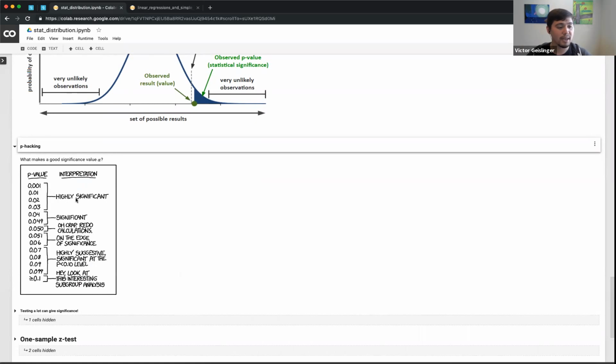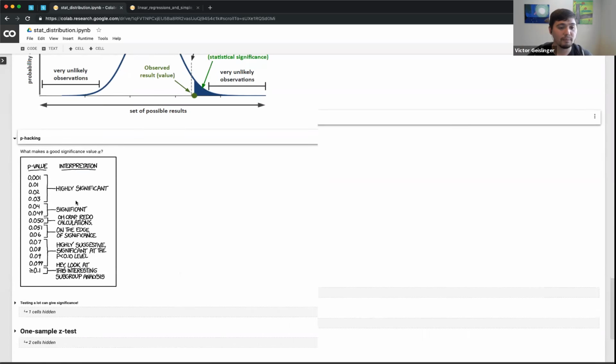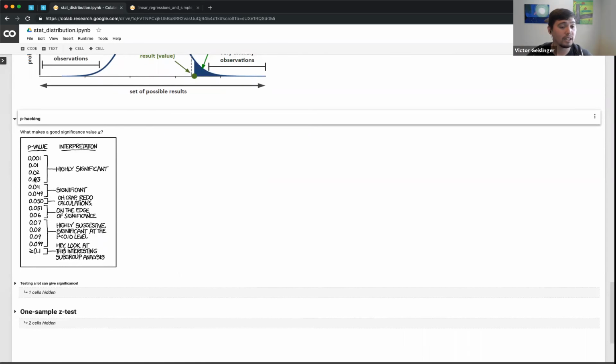You can see here, this is from xkcd.com if you don't know the webcomic. It basically says, oh, highly significant, very low p-value, significant, and then it says, oh, crap, redo the calculations because it was exactly 0.05, which is usually the cutoff for most studies. So if you're on the edge of this, you might retest it just to be sure. And if you retest it, probability-wise, you might actually end up being below, so you end up more on the positive side.